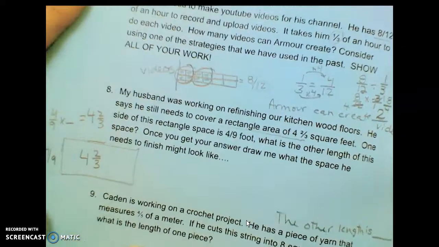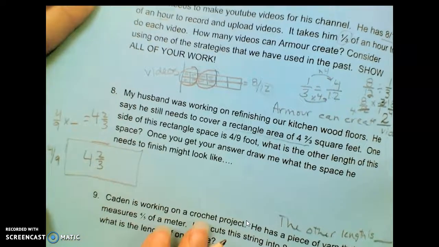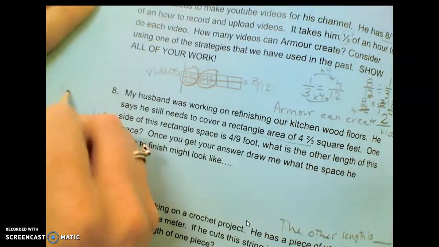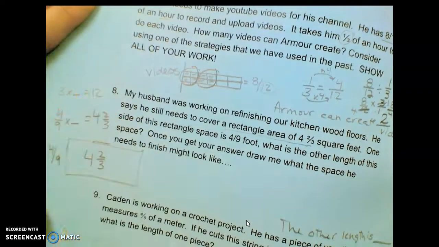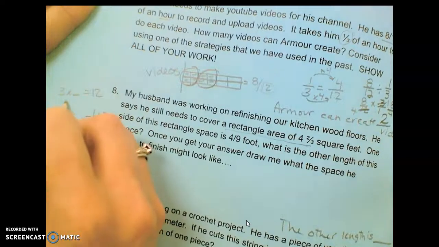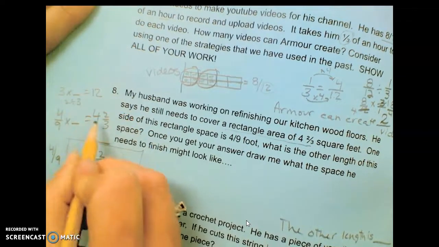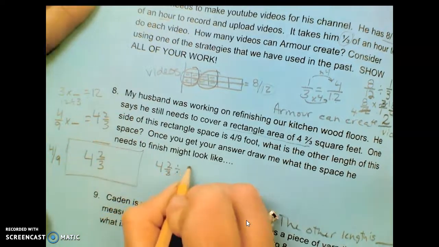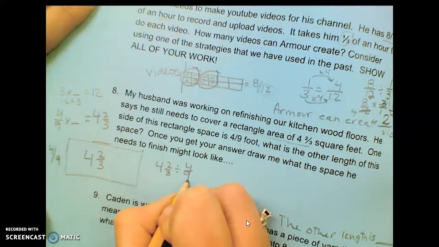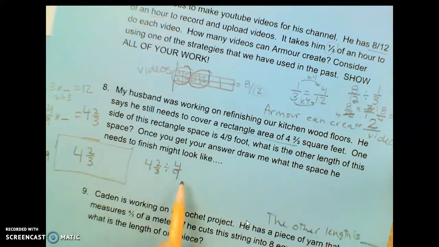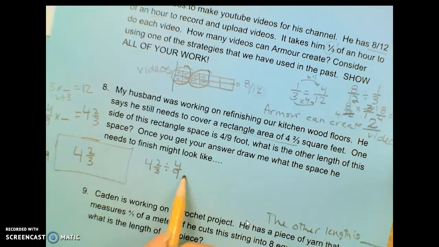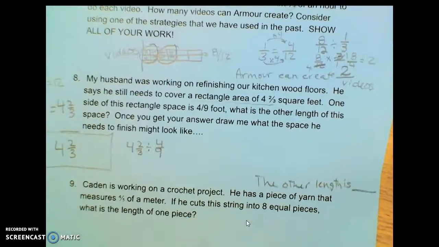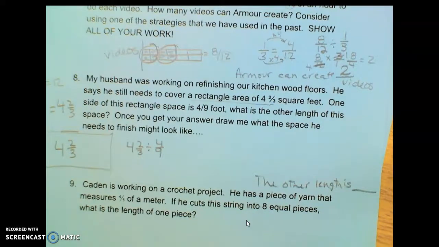When I think about that, I think about an easy fact. If I had 3 times something equaled 12, what could I do to solve that? I could do 12 divided by 3. So in this case, I'm going to do 4 2/3 divided by 4/9. I need a fraction divided by a fraction. So need to divide a fraction by a fraction? Please don't cry. You know the actions.